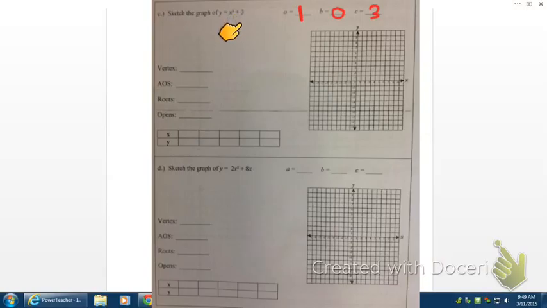So now we've found our a, b, and c. Now we find the axis of symmetry. We're going to use that formula, negative b over 2a, to find the axis of symmetry. Guess what it's going to be? If the b value is 0, guess what the axis of symmetry is going to be? 0. It's going to be 0.